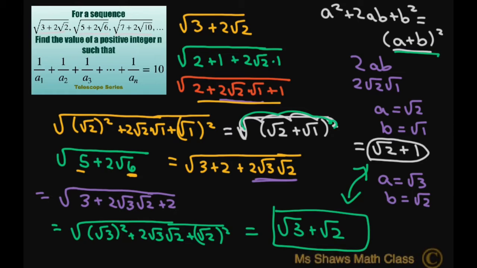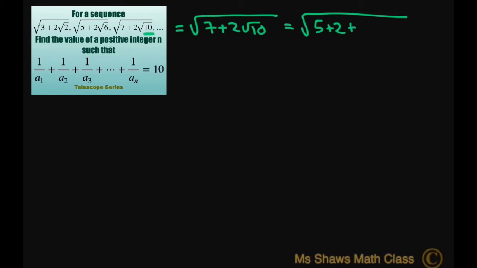And then the next one is square root of 7. Now we have this square root of 10. So let me write it out so you can see it, it's kind of small. Plus 2 square root of 10. So what I'm going to do is write it out as 5 plus 2. So that means I can write this term as 2 square root of 5 times square root of 2. And then rearrange it. So we're going to have square root of 5 plus 2 square root of 5 times square root of 2 plus 2.